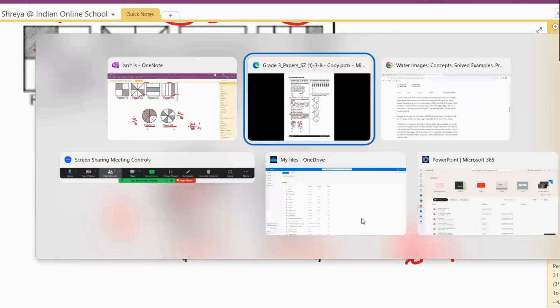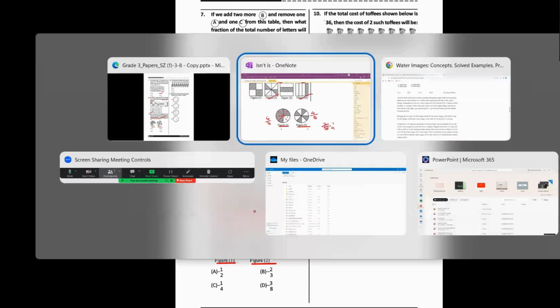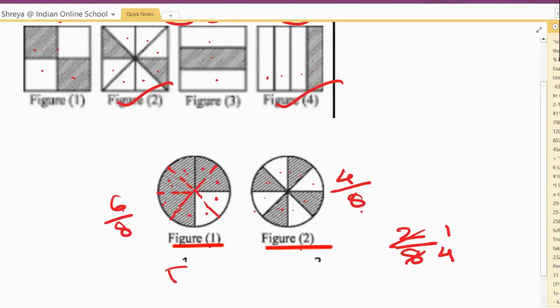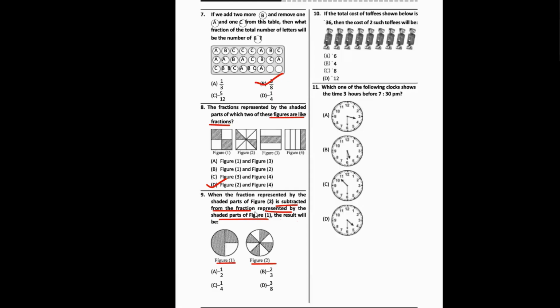That's my answer. And since you have to subtract figure 2 from figure 1, that means, oh, figure 2 has less, na? Figure 2 has less over here. Hence, there should be a -1. I see. If we go with the subtraction, when the fraction represented by the shaded parts of figure 2 is subtracted from the fraction represented by the shaded parts of figure 1, then how much will you get?